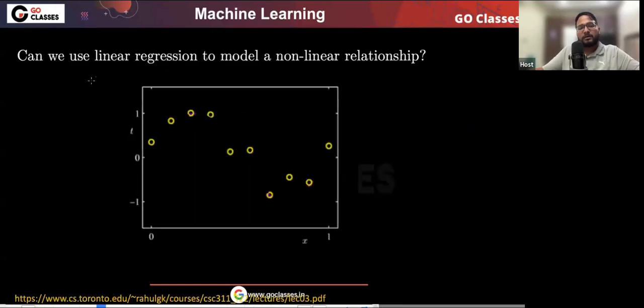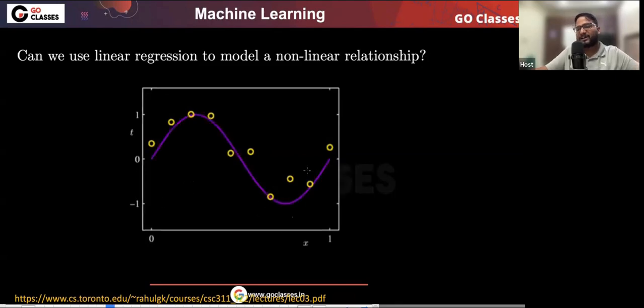Suppose we have this kind of data, which doesn't seem to fit well with a linear relationship. Then tell me, can we use linear regression to model a non-linear relationship? What do you think? Can we use linear regression here? Interestingly, the answer is yes. We can even fit this kind of graph with linear regression also. We will see how. That's called polynomial regression.